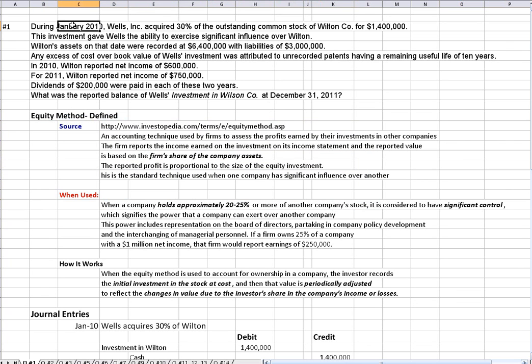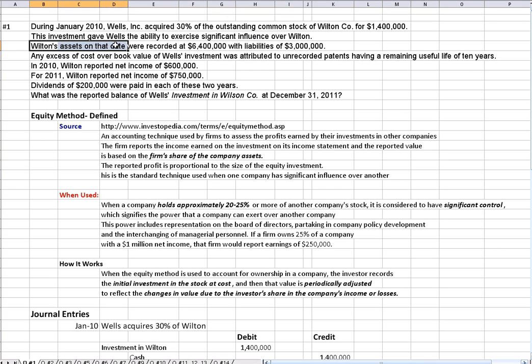So, Wells buys 30% of the common stock of Wilson for a certain dollar amount. Wells has the ability to exercise significant influence, which is a tip-off that Wells, the buyer, the parent, should use the equity method for the sub.